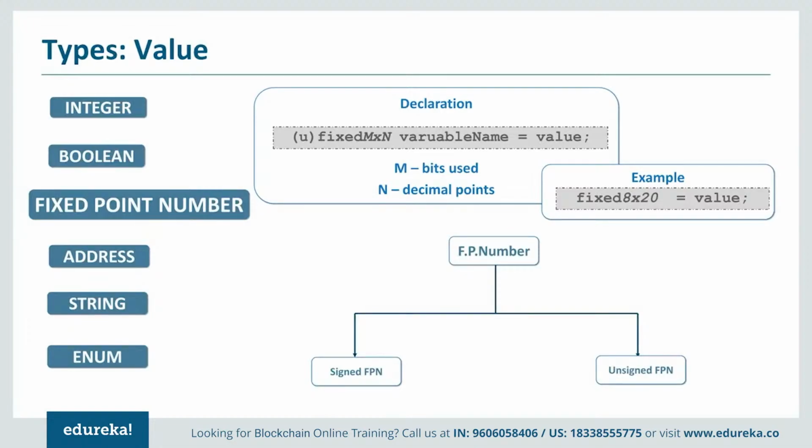The keyword uFixed followed by m cross n, where m represents the number of bits taken by the type and n represents the number of decimal points that are available. It's really important to note that m must be divisible by 8 and goes from 8 to 256 bits, while n must be between 0 and 80, inclusive of both 0 and 80. Unsigned fixed integers and fixed integers are aliases of uFixed 128 cross 18 and fixed 128 cross 18 respectively.